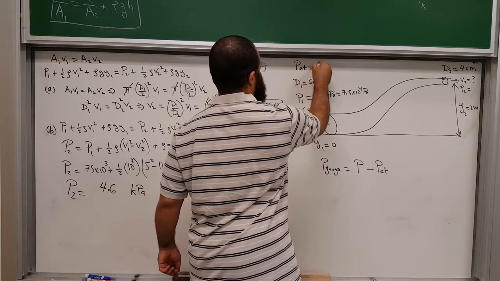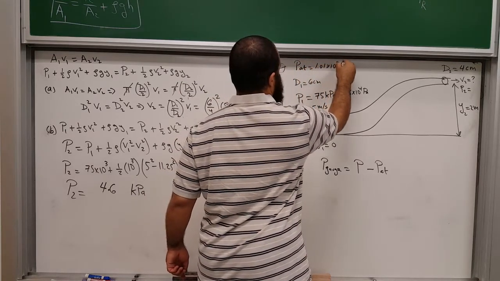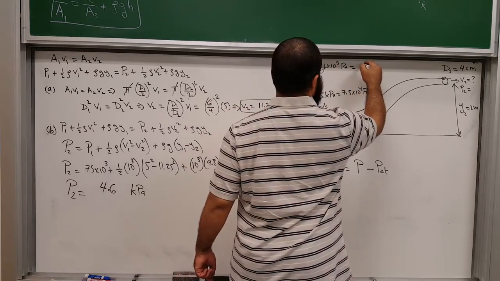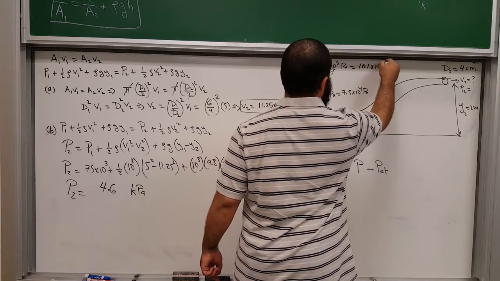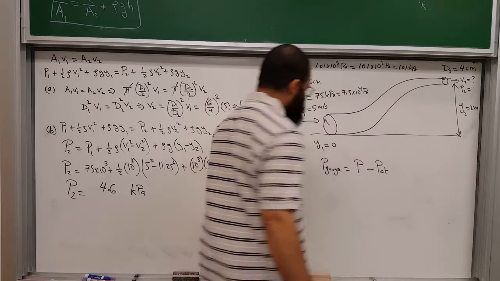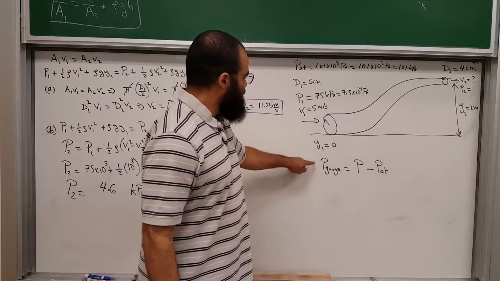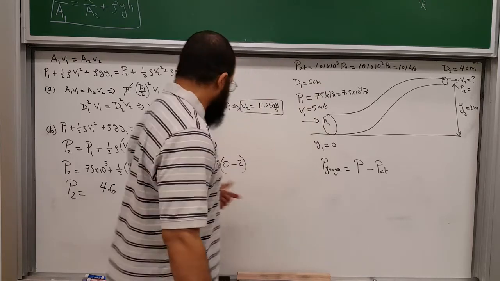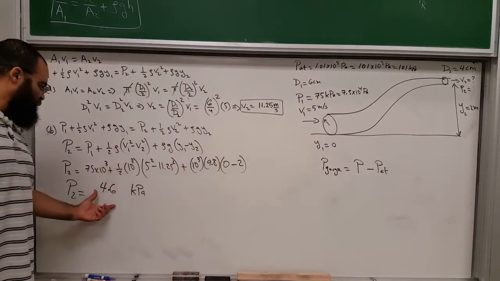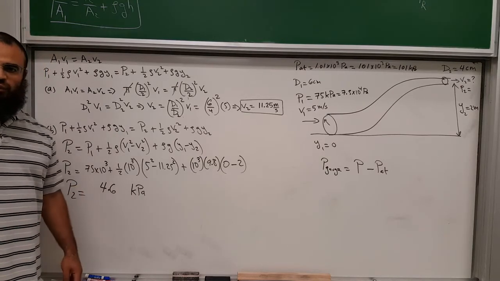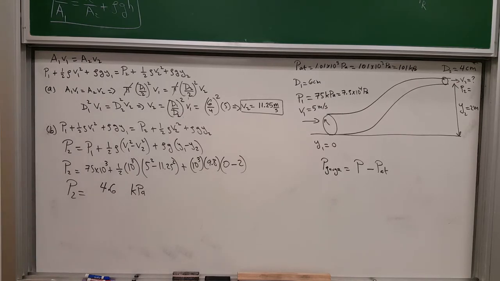P atmosphere is 1.01 times 10 to the 5th pascals. We can change this to 101 times 10 to the 3 pascals, which is 101 kilopascals. So the absolute pressure, in this case, would be 75 plus 101 kilopascals. And at the bottom here, the absolute pressure will be 4.6 plus the 101 kilopascals. I forgot to mention the concept of the absolute pressure and the gauge pressure.